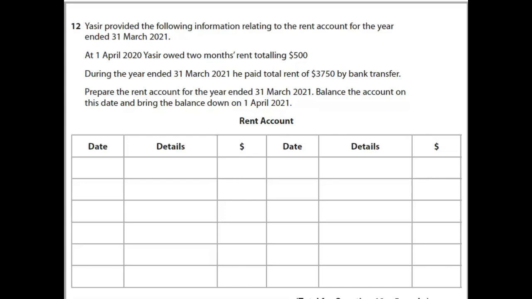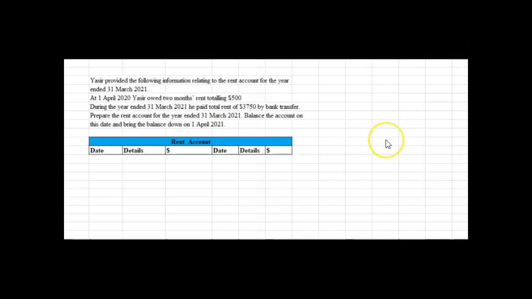This is question 12 from Edexcel IGCSE Accounting June 2021 paper 1. The question would fall under the other receivable and payable topic of our accounting syllabus. Let's dive in. The question requires examinees to prepare a rent account. To make the account, we need some figures ready, for which we shall follow some steps.